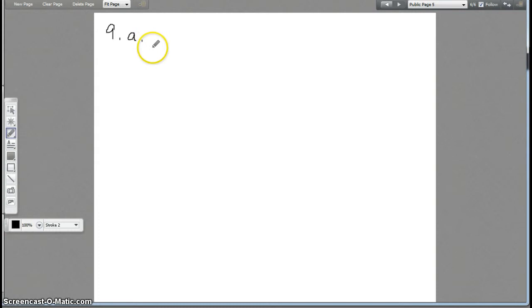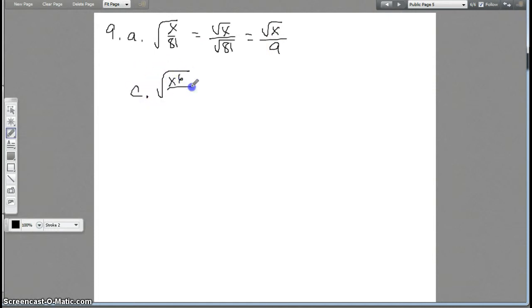So we're going to look at part A, square root of x over 81. That's the same as the square root of x over the square root of 81. 81 is a square number, so we can just write this as the square root of x over 9. Now we're going to hop down to part C. Part C is the square root of x to the 6th over 25. That's the same as the square root of x to the 6th over the square root of 25. The square root of x to the 6th is x to the 3rd, because remember, square root is like a half power. Half of 6 is 3. And the square root of 25 is 5.